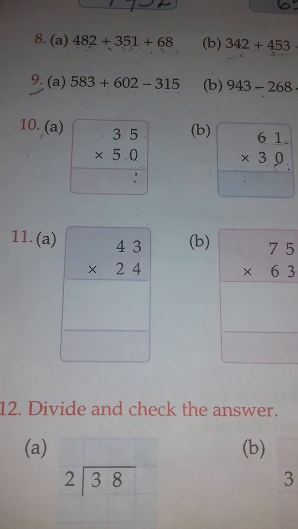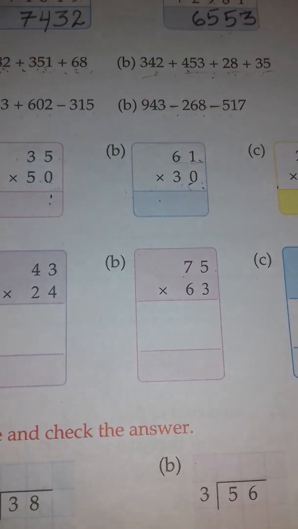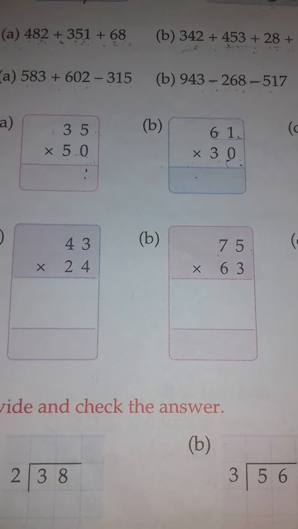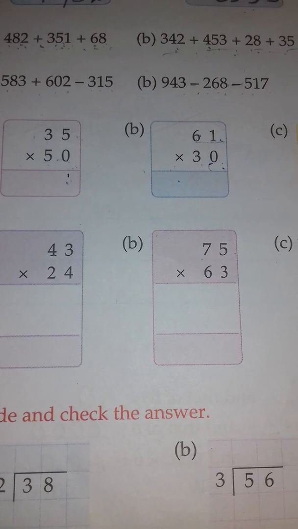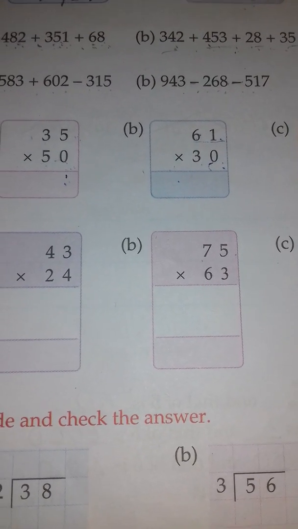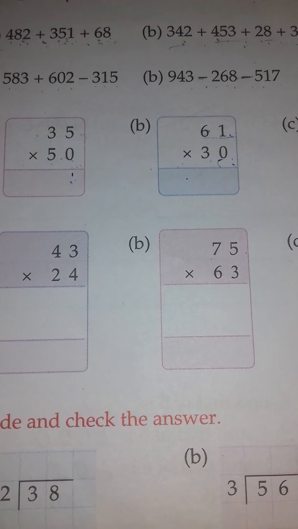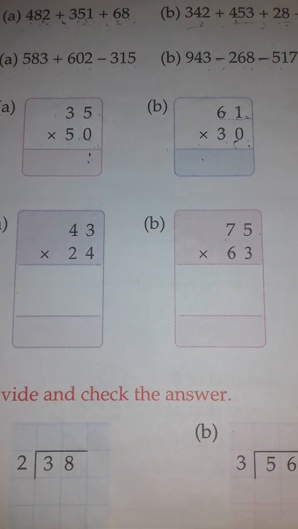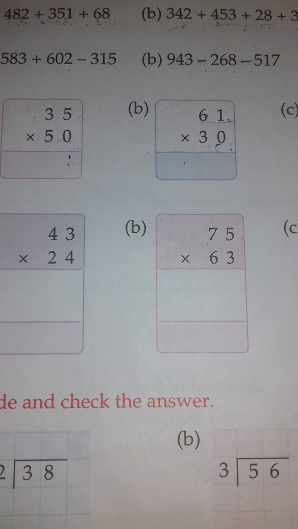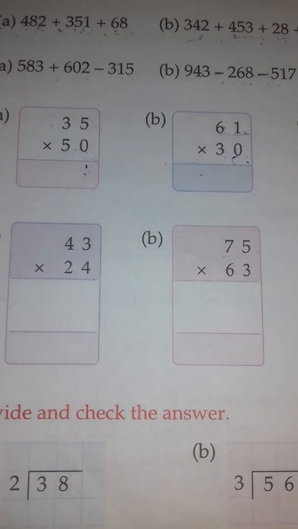Hello students, in my last video on question 10, I explained about multiplication, what is multiplication and what its terms are, what we call the factors, what is the product, what is the multiplicand and what is the multiplier. And we did the multiplication on the basis of the multiplier if it is 10, 100 or 1000.